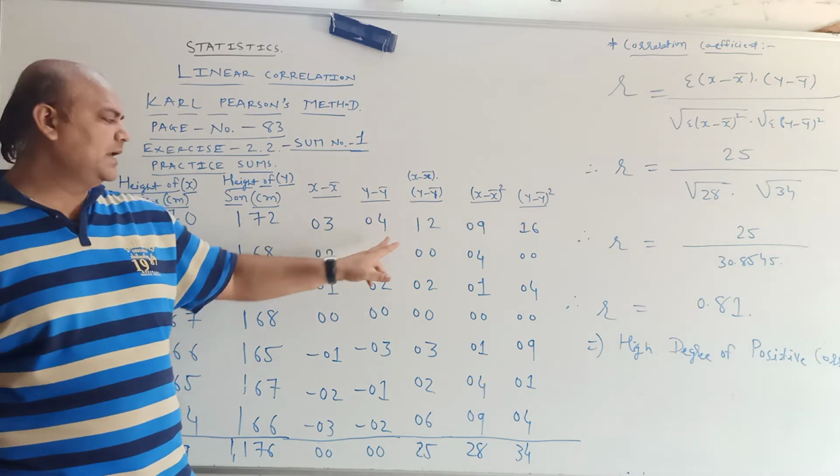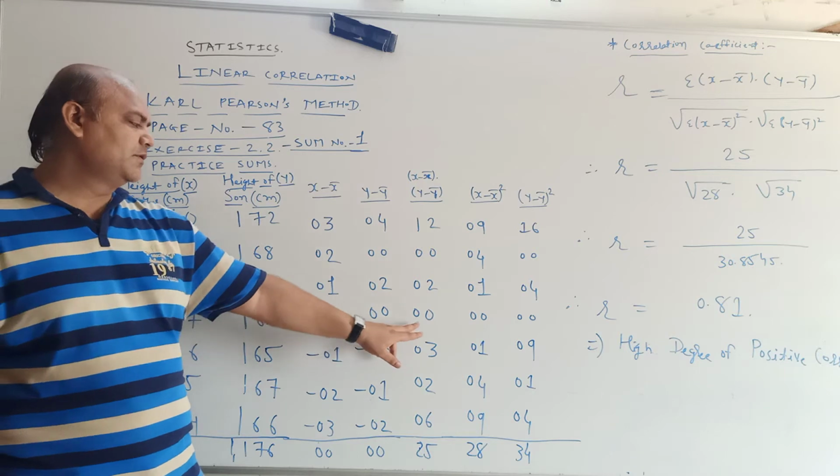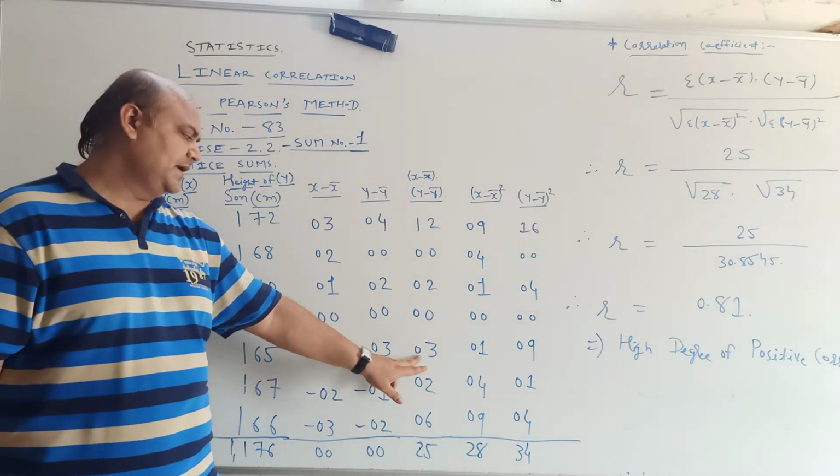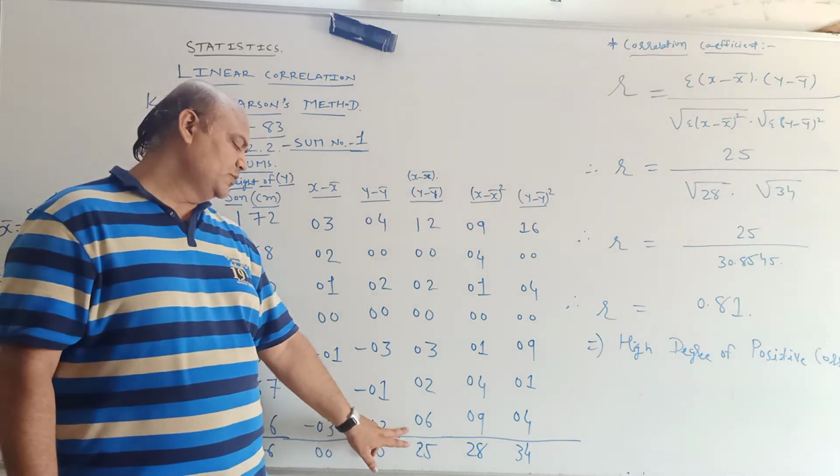3 into 4, 12. 2 into 0, 0. 1 into 2, 2. 0 into 0, 0. Minus 1 into minus 3, 3. Minus 2 into minus 1, 2. Minus 3 into minus 2, 6.